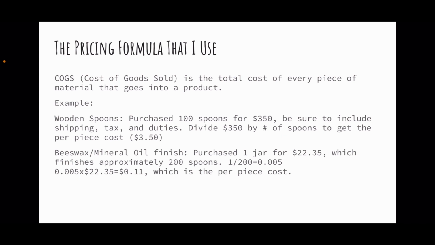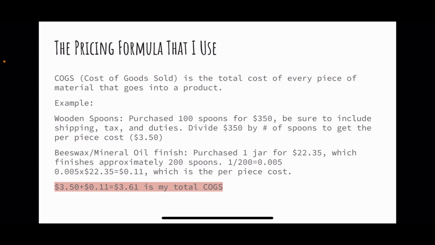Finally, we need to add all of the costs of our materials together to get our total materials cost, or the COGS. Now, in this example, there's only 2 things, so it's pretty quick and easy. But if you did something like candles, where you had a whole bunch of different materials involved, you'd have to add everything together. So if we add $3.50 plus 11 cents, we are going to get $3.61 as our total COGS.